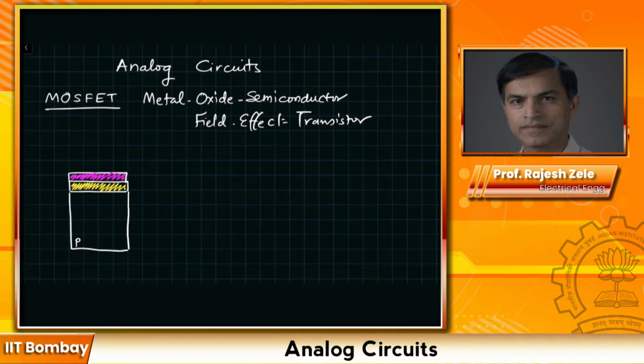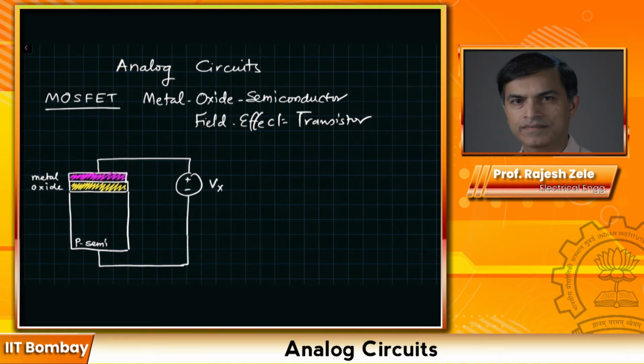We start with a P-type of semiconductor. It's a lightly doped P-type of semiconductor. On top of that, we have this yellow oxide region, and magenta is the metal. So this is the metal and this is oxide, and the bottom one below is a semiconductor. Now if we apply potential Vx plus minus in this fashion, let's analyze what will happen.